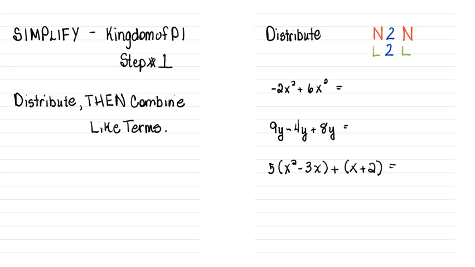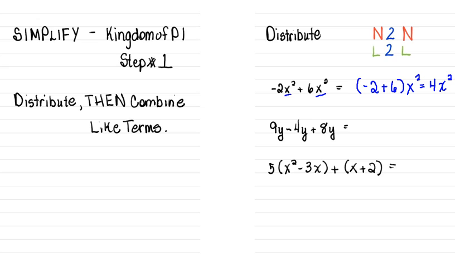So for the first problem here, you notice that we have an x to the power of 2 and an x to the power of 2. So what we're going to do is basically take a negative 2 and add it to a 6, and those are being multiplied to x to the power of 2. It will give us 4x to the power of 2. See, we just add and subtract the coefficient, the number in front.